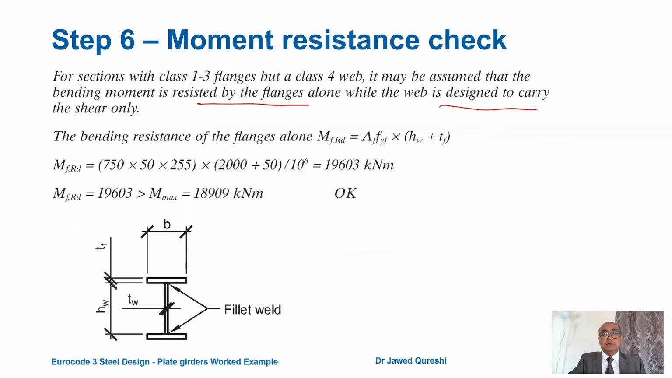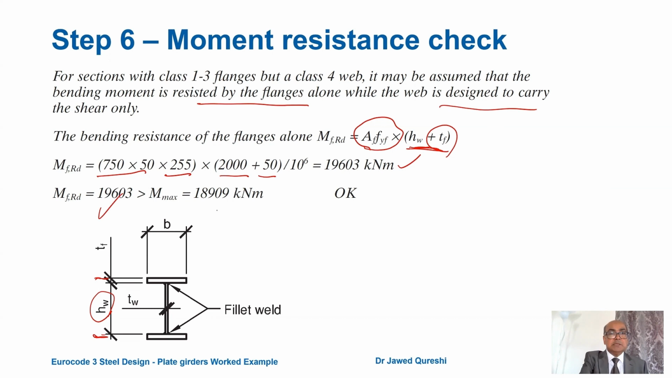Bending moment by flanges is equal to force in flanges, which is area times material strength, times the lever arm. The lever arm between two forces is HW plus half of TF here and half of TF here. So two halves will make one whole. So that will be HW plus TF. So area of flange is 750 by 50 and yield is 255, times 2000, which is height of web, plus thickness of flange, which is 50. From here we get 1906.03 kilonewton meter. This moment capacity is greater than our applied moment. It means that the section is fine in moment.